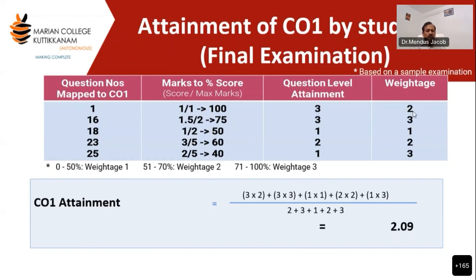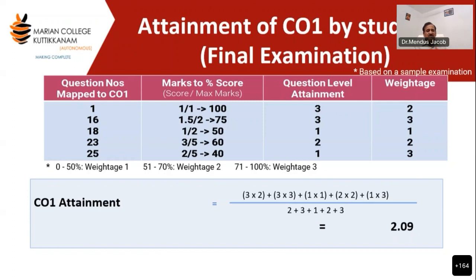Whereas the weightage is 2. The weightage means this particular question is mapped to CO1 with a weightage of 2. Every question can be mapped to different COs. Here, question number 1 is mapped to CO1 with a weightage of 2. But the student got 100% mark for question number 1. So the question level attainment for the student is 3, whereas the weightage is only 2, because the question is mapped to CO1 with a weightage of 2.